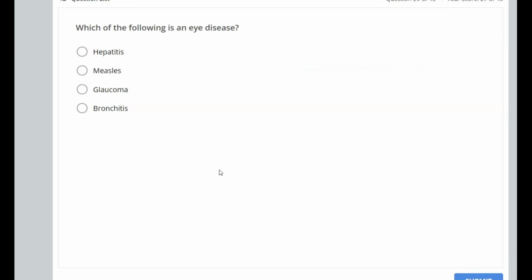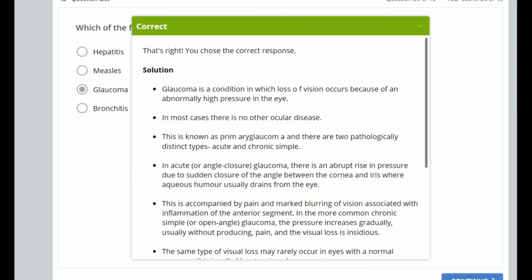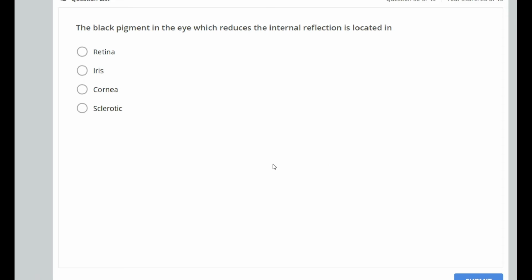Which of the following is an eye disease? Hepatitis, measles, glaucoma, bronchitis. Glaucoma is the eye disease. The black pigment in the eye, which reduces the internal reflection, is located in retina, iris, cornea, and sclerotic. Which is the right answer? Retina is the right answer.